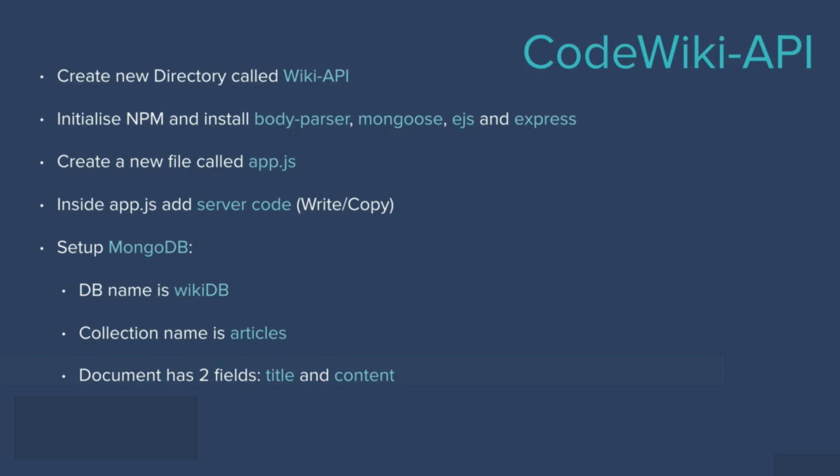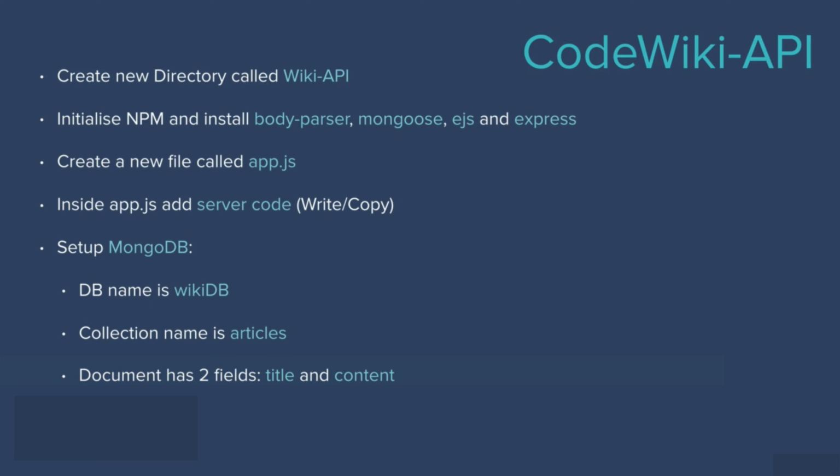So I'm going to set this to you as a challenge. The first thing you have to do is create a new directory called Wiki API. Then we're going to initialize npm and install 4 packages: body parser, mongoose, EJS, and express. Then we're going to create a new file called app.js, and inside app.js we're going to add our server code. That includes requiring all of those modules that we installed, initializing express, and setting body parser up.